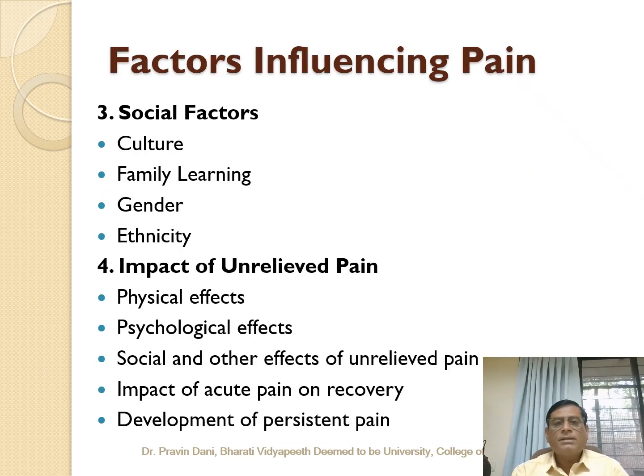Then, third category is social factors. In that, we have cultural factors, family learning, gender, and ethnicity. And fourth category is impact of unrelieved pain. In that category, we are going to see the physical effects of pain, psychological effects, social and other effects of unrelieved pain, and the impact of acute pain on recovery and development of persistent pain. So we have divided the factors into these four categories.